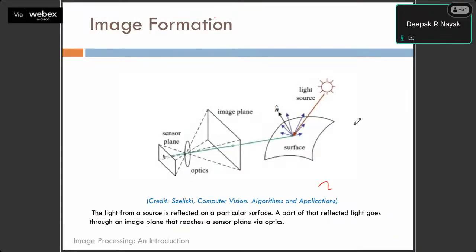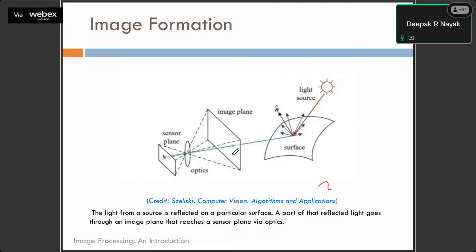You might have also seen these things earlier somewhere. There must be a light source which falls on the surface of the object, and then it gets reflected, passes through the imaging plane, and reaches the sensor plane via the lens, or you can say via optics.